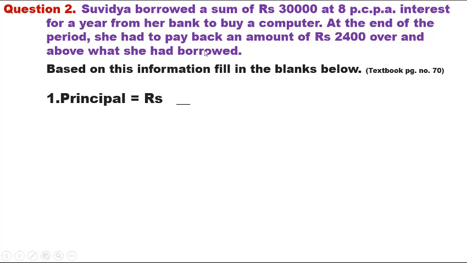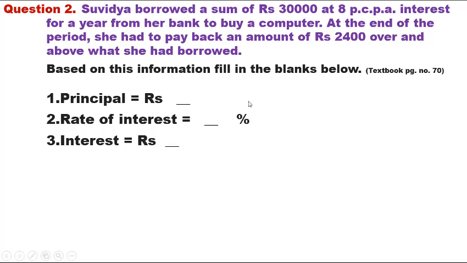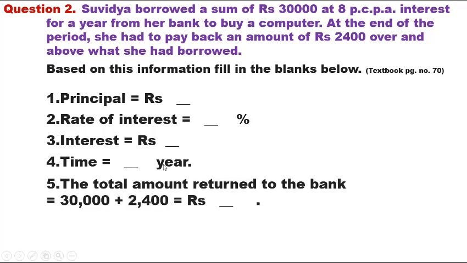Principal is equal to how many rupees? Principal is equal to 30,000. Rate of interest is equal to 8% per annum. Interest is equal to how many rupees? Time is equal to dash years. The total amount returned to the bank is equal to 30,000 plus 2,400 is equal to how many rupees? The principal is 30,000, rate of interest is 8%, the interest is 2,400, time period is for a year, means 1 year, and total amount returned to the bank is equal to 32,400.